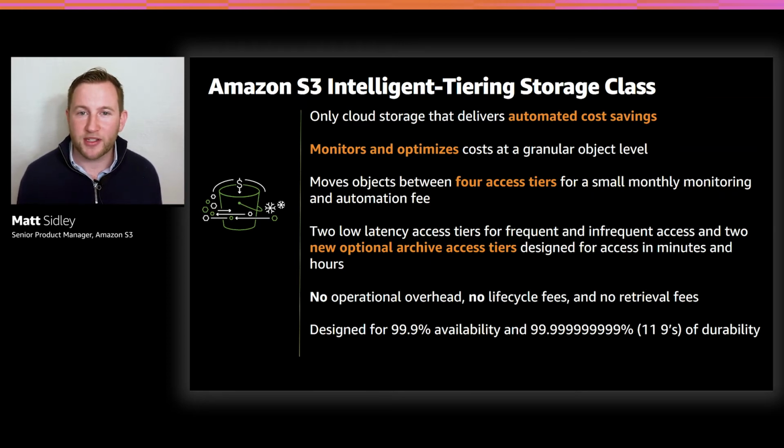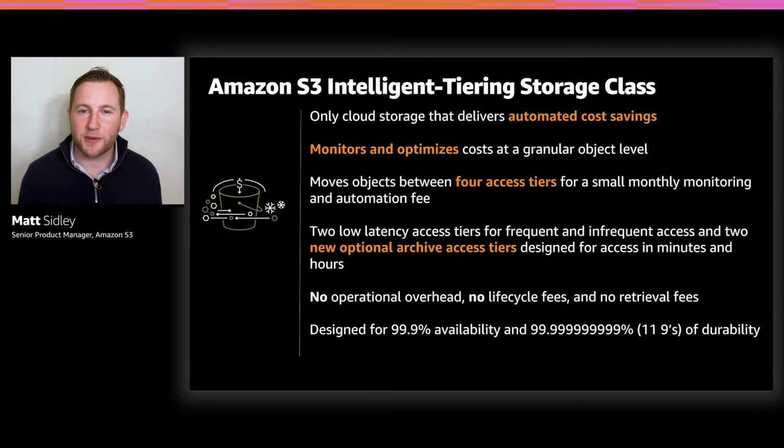And now, just announced, customers can also activate automatic data archiving to get the lowest cost storage in the cloud when data is not accessed for long periods of time. Customers can activate the new archive access tier, priced the same as S3 Glacier, or the S3 Intelligent-Tiering Deep Archive Access tier, priced the same as S3 Glacier Deep Archive.